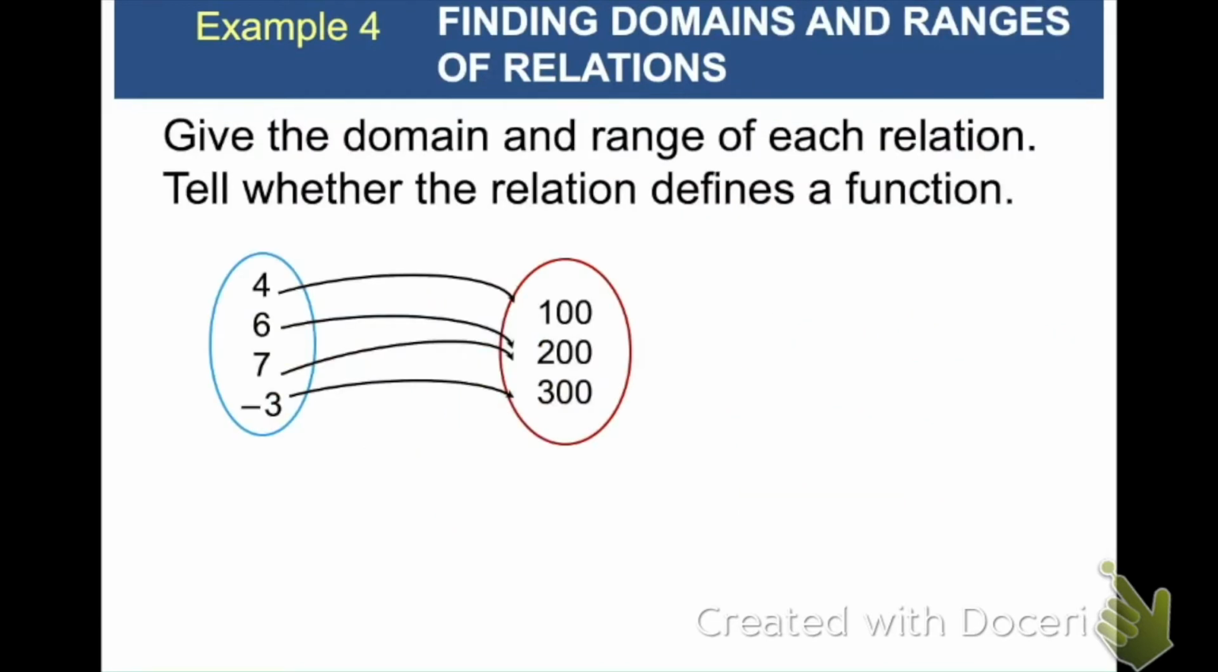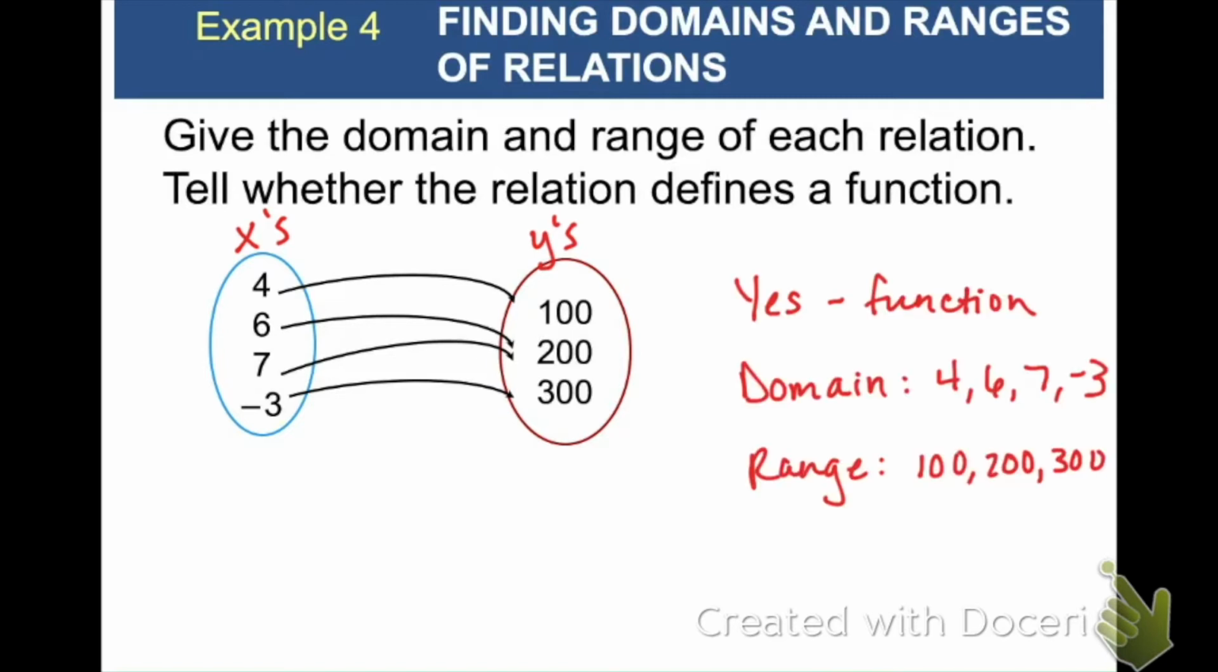Number 4 is something called a mapping diagram, but it works the same way. These are your x's over here, and these are your y's over here. So can you tell me, is that a function, yes or no, and give the domain and range? It is a function. Every x has exactly one y. The x's did not repeat. So yes, it's a function. My domain is 4, 6, 7, and -3, and my range is 100, 200, and 300.